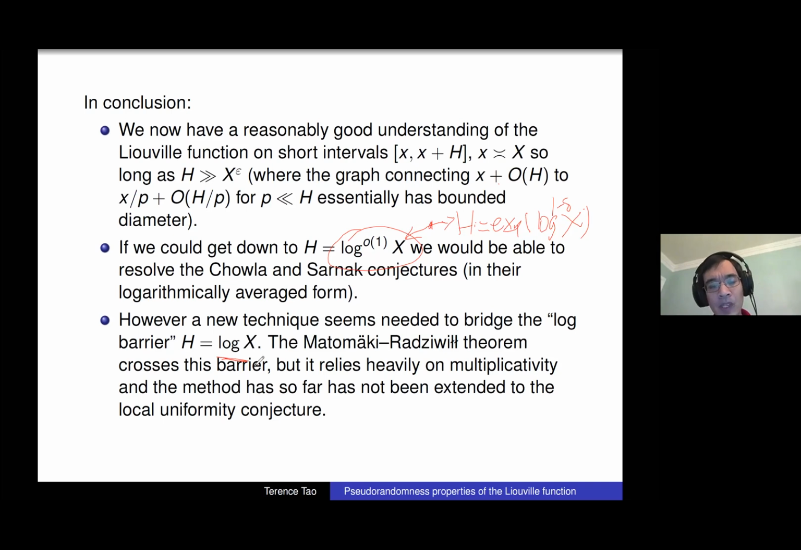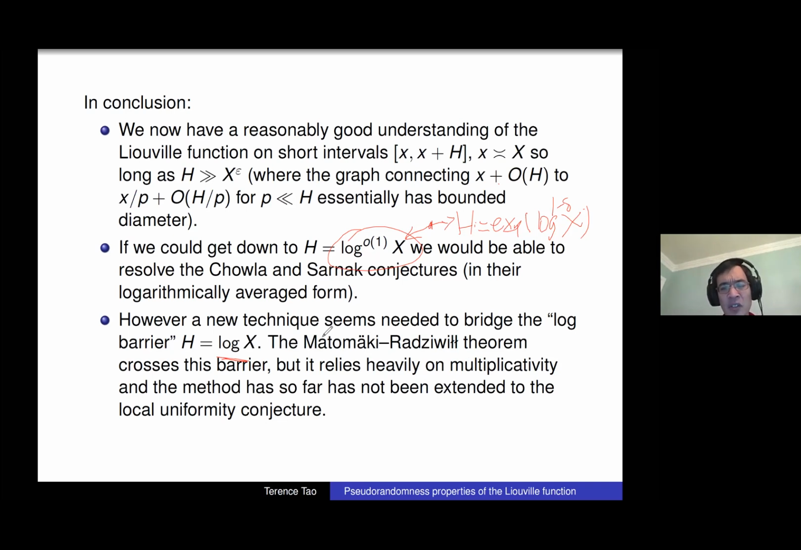We have very few results that actually cross this barrier. The Matomäki-Radziwiłł theorem is one of the few that does, where we can actually control things on short intervals, even shorter than log x. But that relies very much on multiplicativity, and we haven't been able to extend that to these other settings.